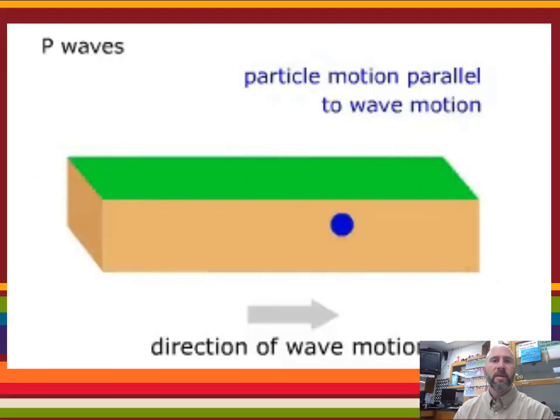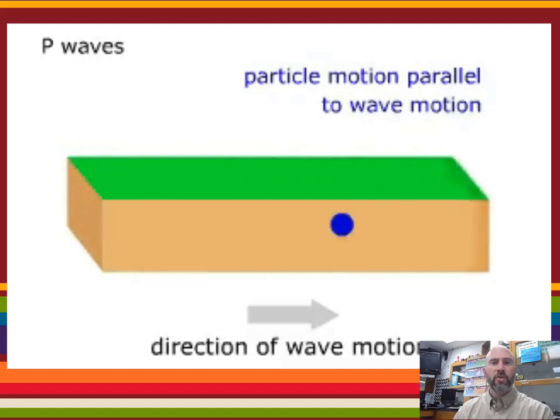P stands for primary, because these are the first waves that we'll feel after an earthquake, because they're the fastest moving waves. That's where the particle motion is parallel to the wave motion. You can see in the animation here, it's like a compressional wave. You can see how the wave is moving its way through.